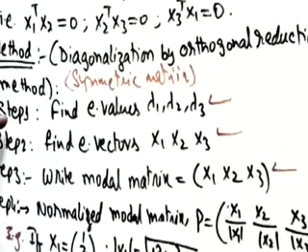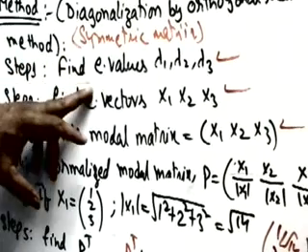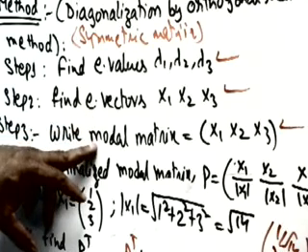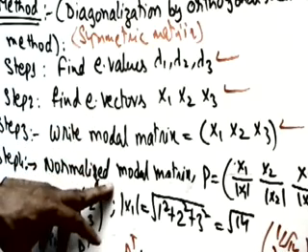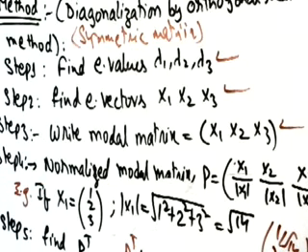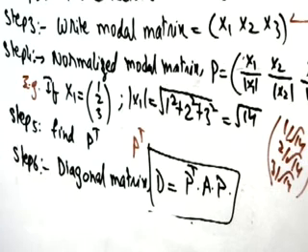The first step is we have to find eigenvalues, then eigenvectors, then the modal matrix, then the new step here: the normalized modal matrix, x1 by mod x1, x2 by mod x2, x3 by mod x3. Then lastly, instead of P inverse, we find P transpose. Then the diagonal matrix will be D equals P transpose into A into P. Let me do one example.